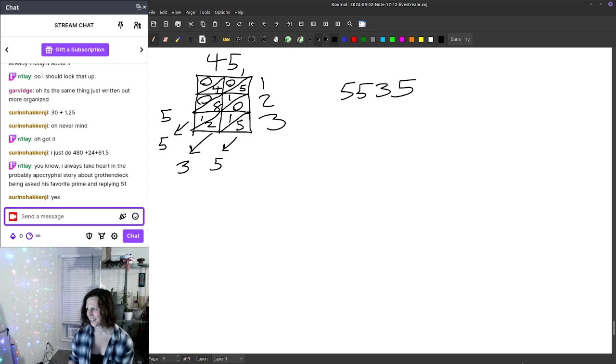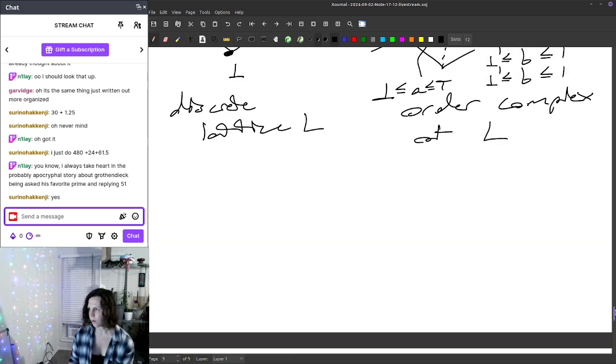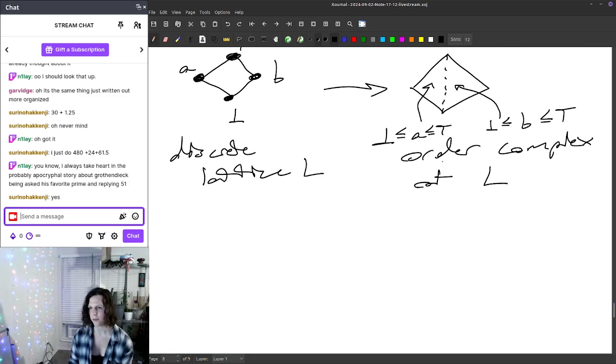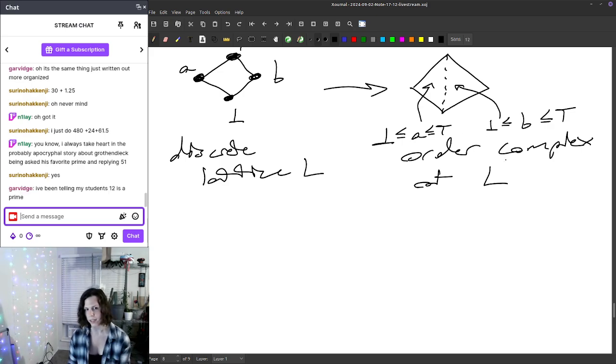Yeah. But, okay. So what was the thing with simplicial sets that I wanted to address, right? The thing with simplicial sets is that this order complex is a simplicial set. And so actually the thing that I wanted to ask, oh no, you've been telling students that 12 is a prime?